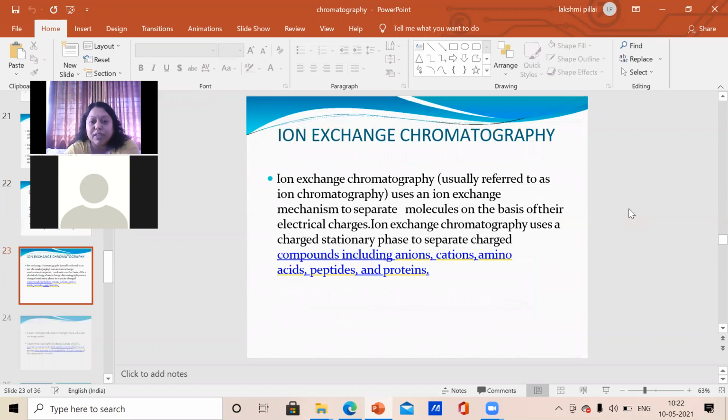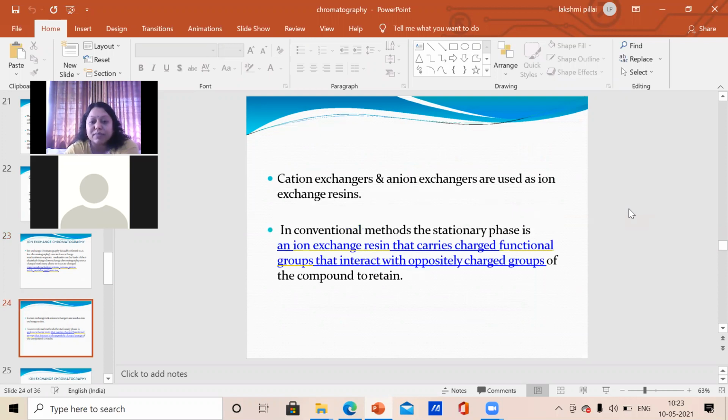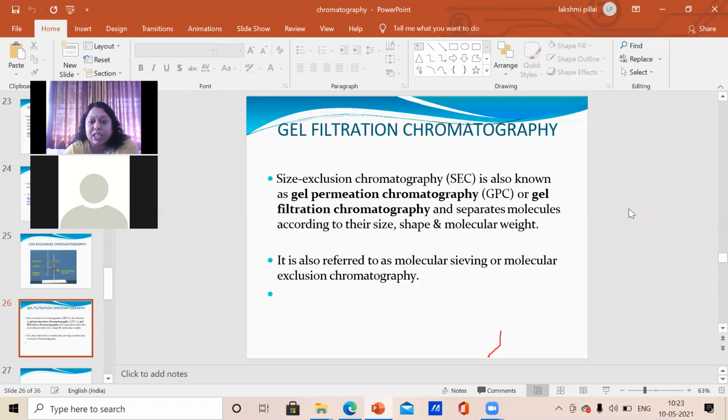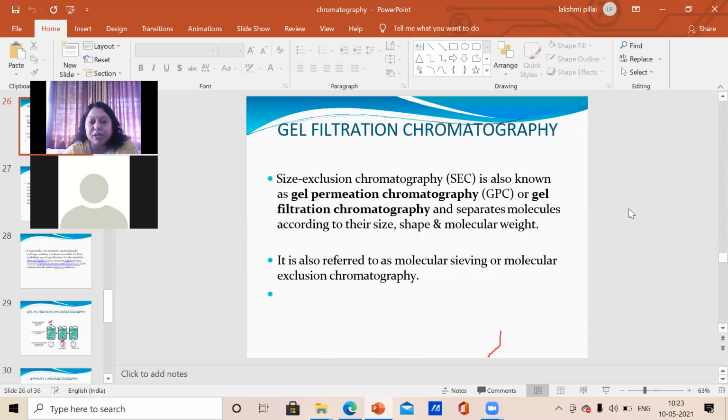Column chromatography, then ion exchange chromatography, anionic exchange, cationic exchange, two types of chromatography. Based on electrical charges, the separation takes place. Positive to negative, negative to positive. Differentiation is there. Two phases are there, stationary and mobile phase, which are separated out. Then gel filtration chromatography. After ion exchange chromatography, there is gel filtration chromatography.